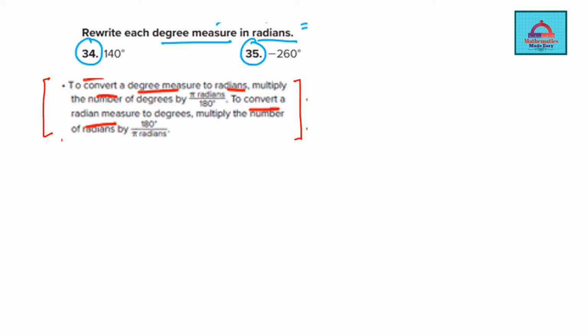So what does it say? To convert a degree measure to radians, you multiply the number of degrees, what is given in the question, by pi radians over 180. And conversely, to convert radians to degrees, you multiply by 180 over pi radians. Now, how are you going to remember this? So let me give you my trick to memorize or to remember the formula.